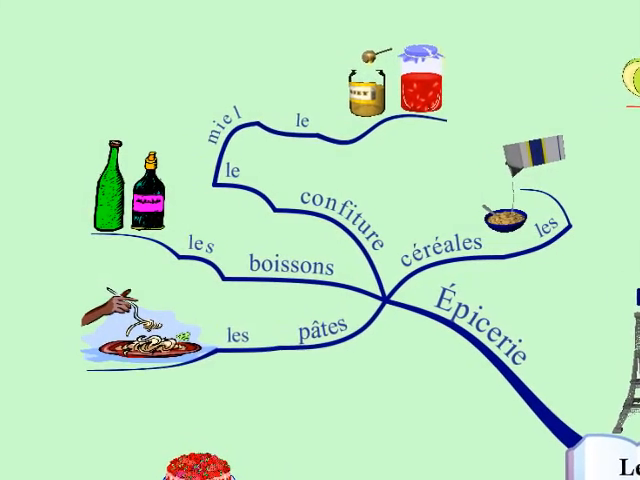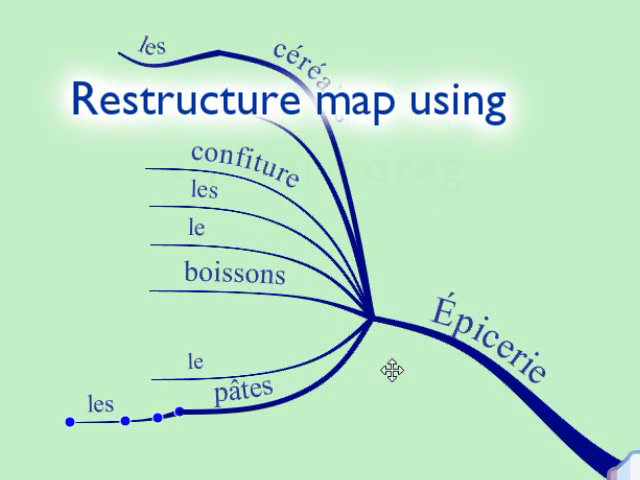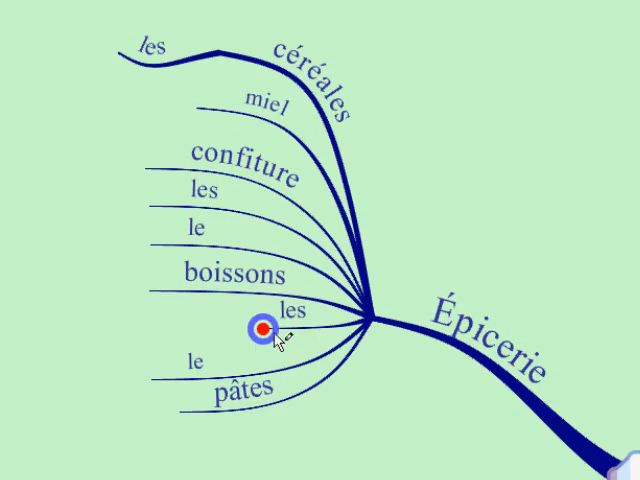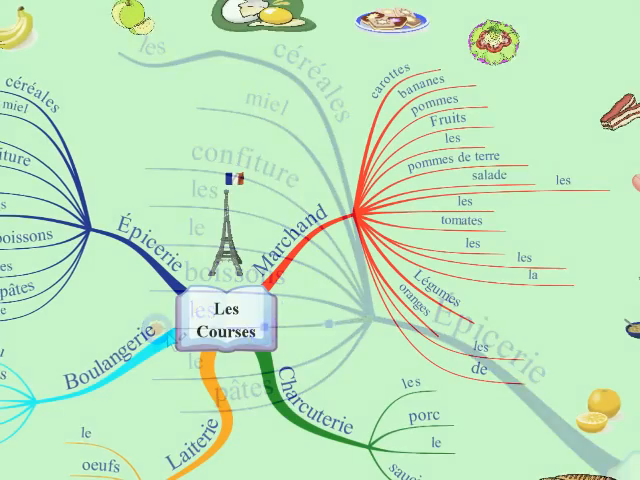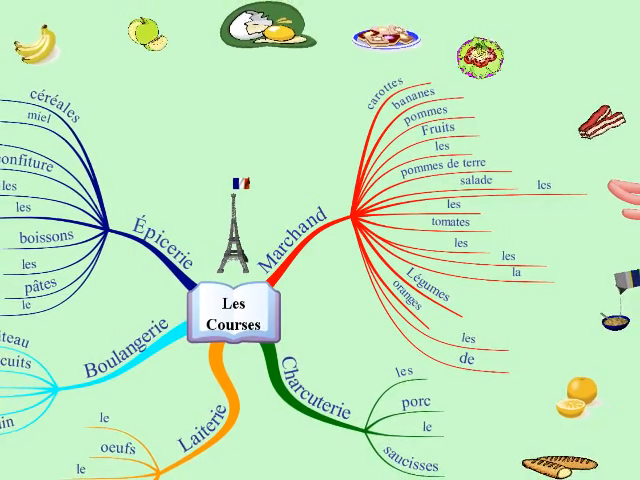Firstly, you will need to create an iMindMap for the topic and save it. Then restructure it using the click and drag features so that all the ideas are based around the central image. Give this to your students and ask them to restructure the map into something with meaning.